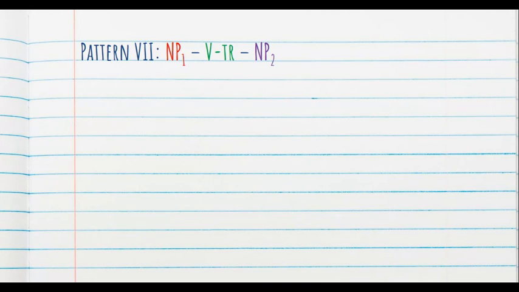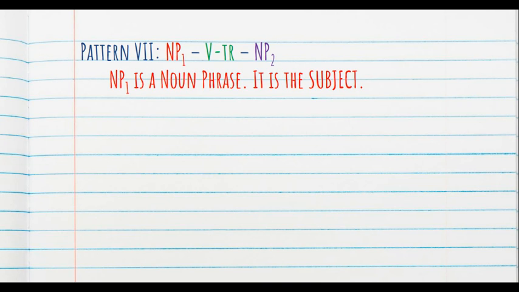So now what we're going to do is build off of 6, but now we're going to go from an intransitive verb to what we would call transitive verbs. So looking at the pattern, we start off with noun phrase 1. We've come across that before. We had that back in pattern 3 and pattern 5, that little subscript. So NP1 means noun phrase 1.